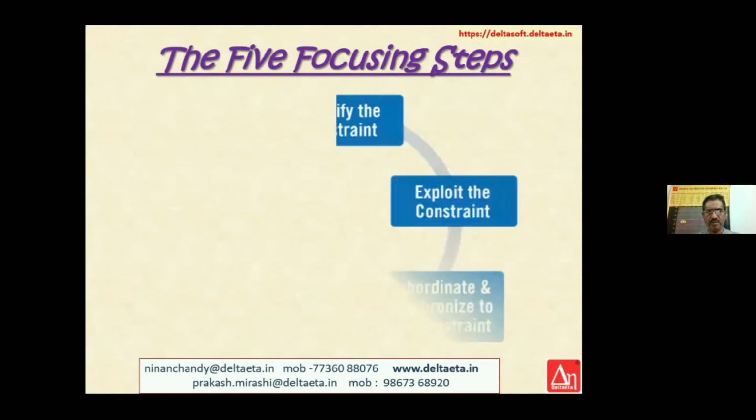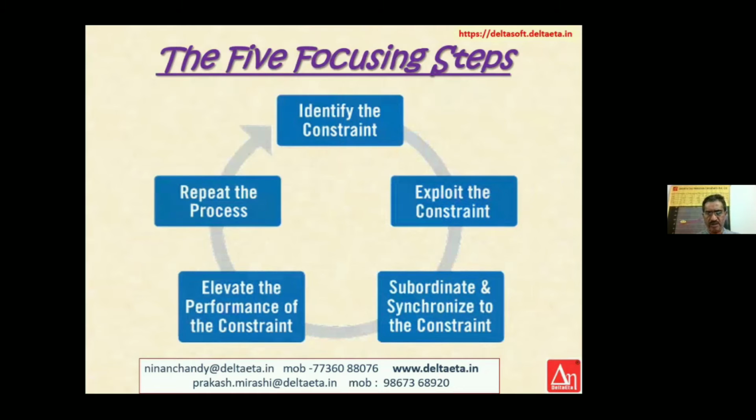The 5 focusing steps in eliminating constraints are: identifying the constraint, exploiting the constraint, which is the second step. Third step is to subordinate everything to the constraint and synchronize all the working in line with the constraint. The fourth one is to elevate the performance of the constraint. And the fifth one is repeat the process. If it has moved out, you do it in the new area. If it has not moved out, again continue from step 2.